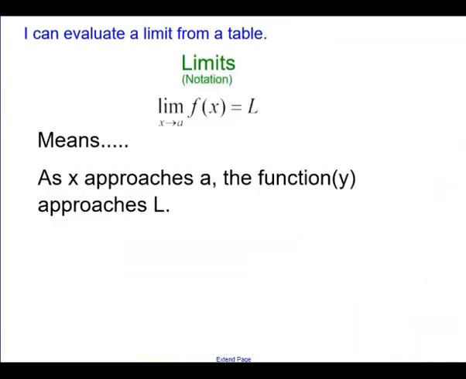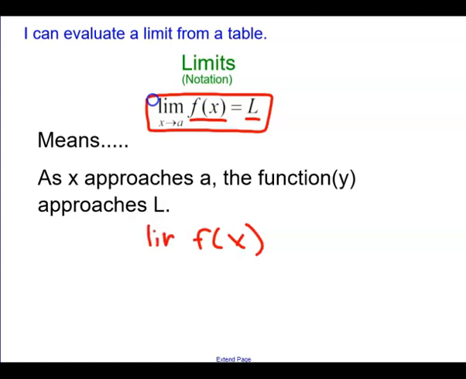So this is the notation we use for limits. As x approaches whatever the number is, the function is equal to this. So like in the last case, I might have said this: the limit of the function as x approaches 4, the limit was equal to 59. Okay?